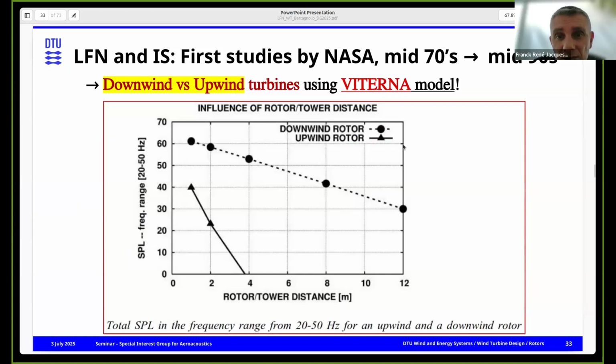If we use this model to compare a downwind turbine versus an upwind turbine with the same rotor, but just put upwind and downwind, you can clearly see that the upwind turbine creates less noise. Here it's an integrated noise spectra from 20 to 50 Hertz, and here you have the distance on the x-axis from the turbine. But clearly, the downwind turbine is much louder.